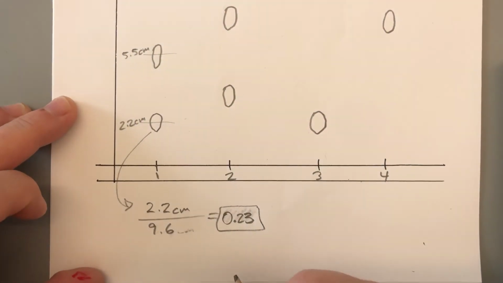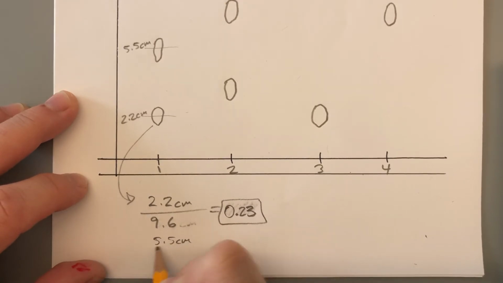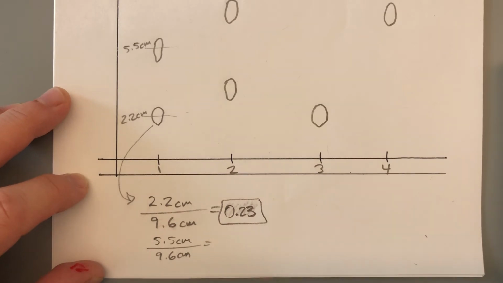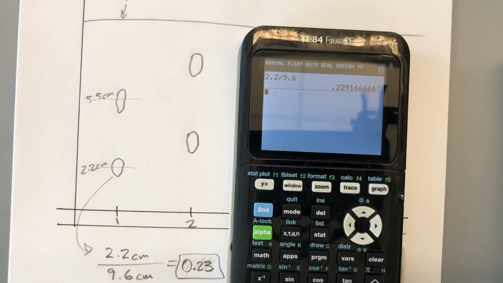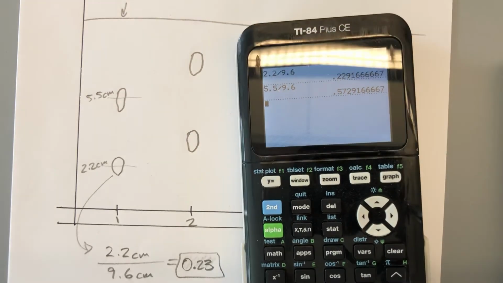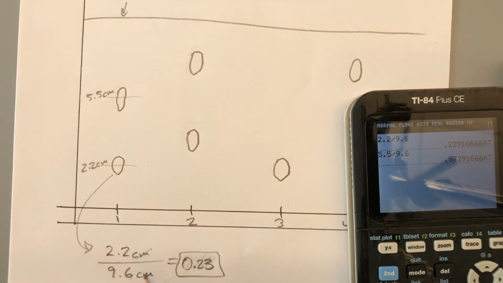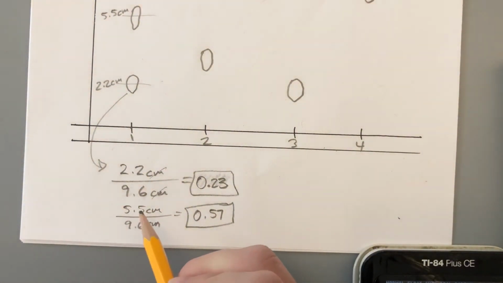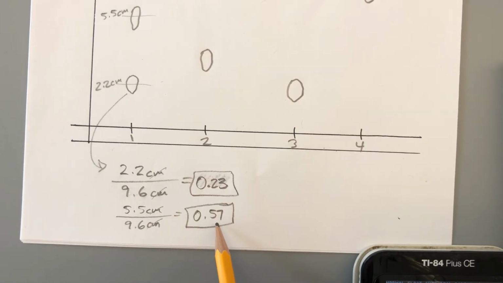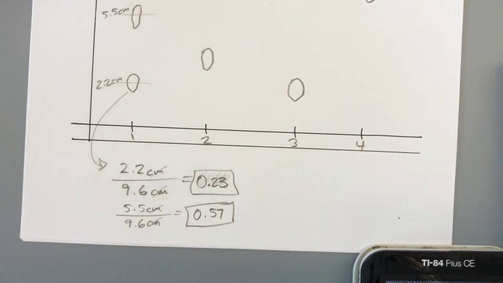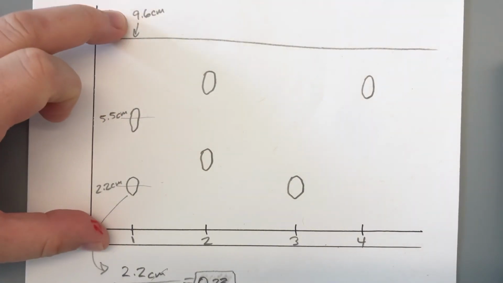And then we could do the same thing for the one that's 5.5. You would take 5.5 centimeters divided by the total distance and see what you get. The answer is probably going to be a little less than 0.55. And it comes out to, or sorry, a little more. It comes out to 0.57. There are no units on this because the centimeters cancel out, so it's all relative distances. So, this tells you as a relative distance how far your spot traveled compared to the total distance.